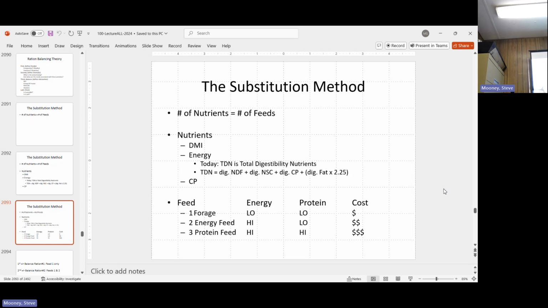So the 1 feed is always a forage. Relative to the other 2 feeds, it's going to have the lowest energy, the lowest protein. We try to feed as much of this as we can because it's the least cost item of all the things that are there. We get calories cheap, we get protein cheap.